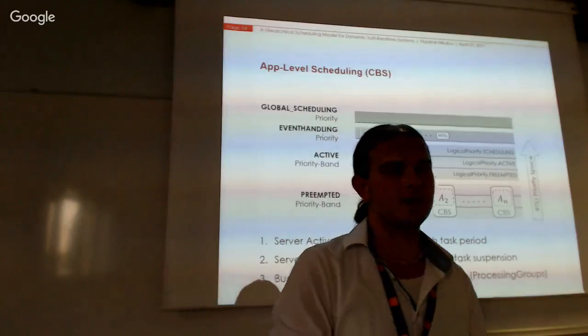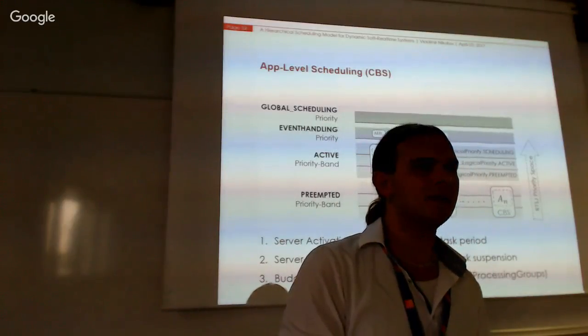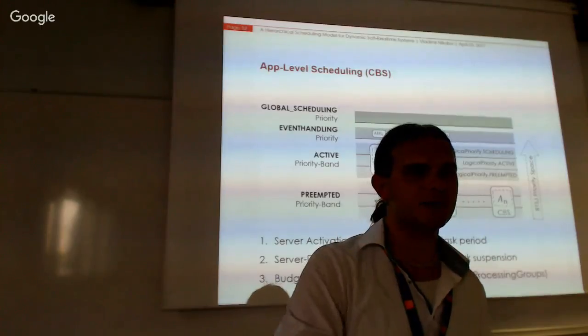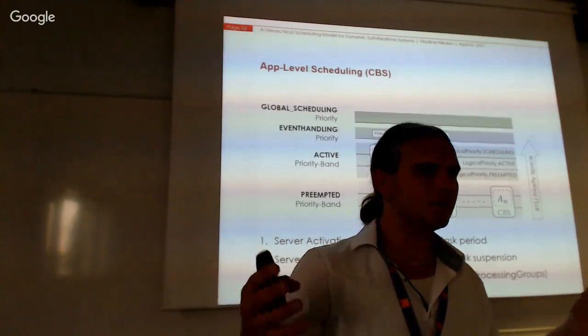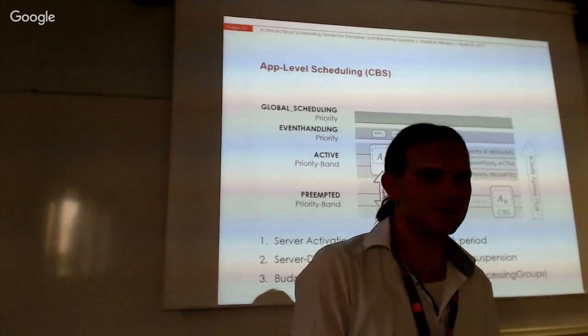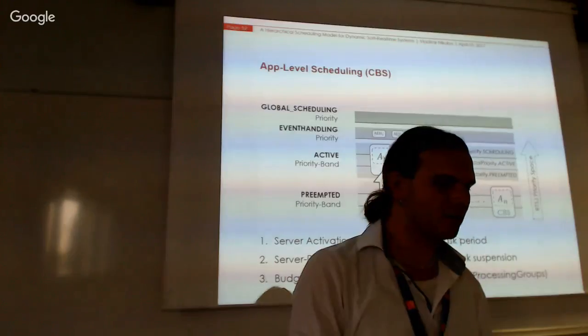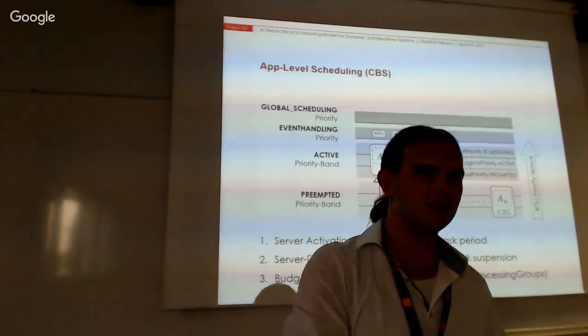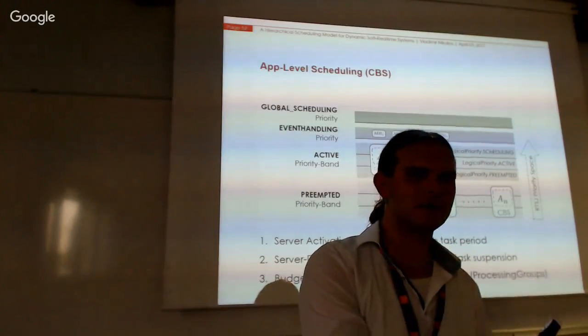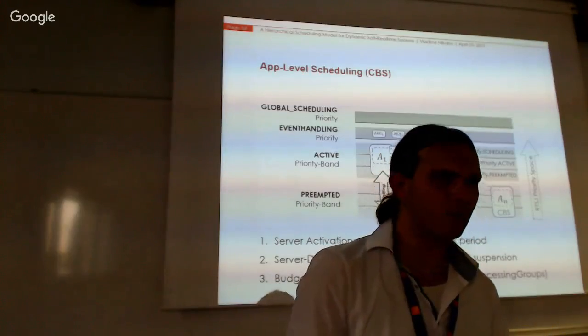And since we run here on RTSJ, we had the problem that we did not have enough information from the RTSJ processing groups, which are actually meant to implement custom server-based mechanisms. But they are not offering us the opportunity to replenish the budget when we want. They're doing it each time at the beginning of the server period, which is more well suited for deferrable services.